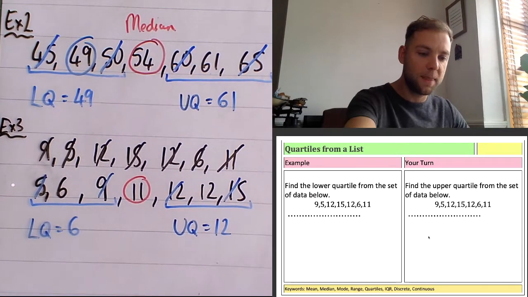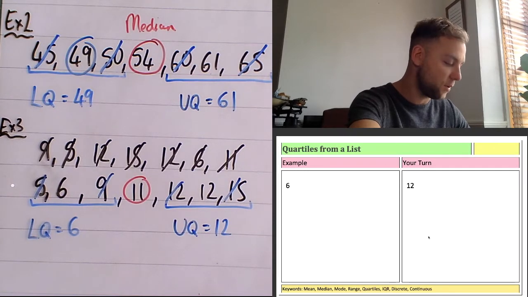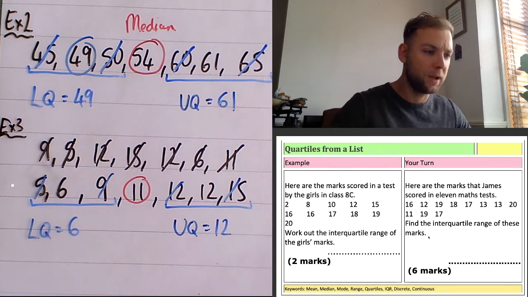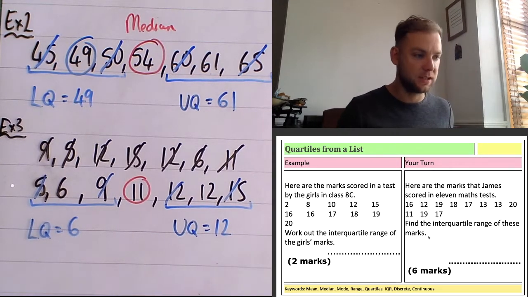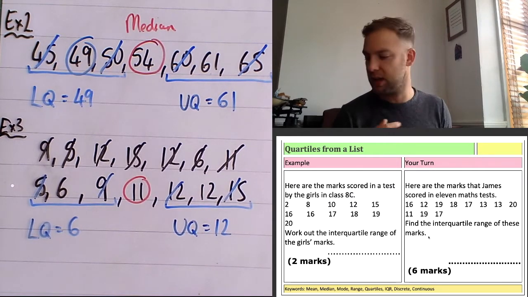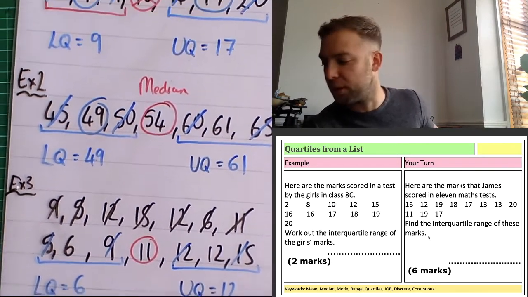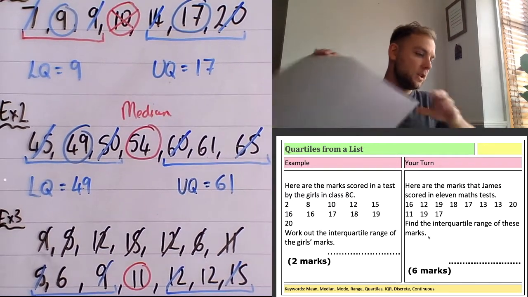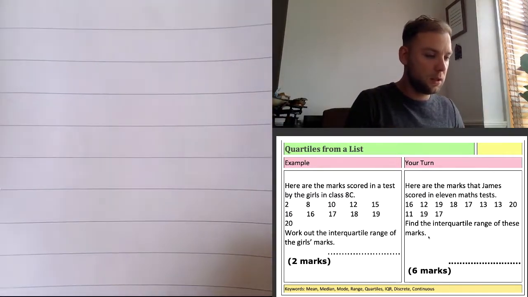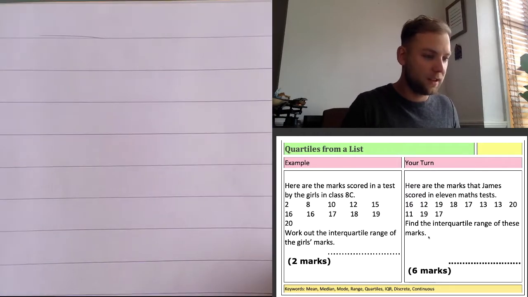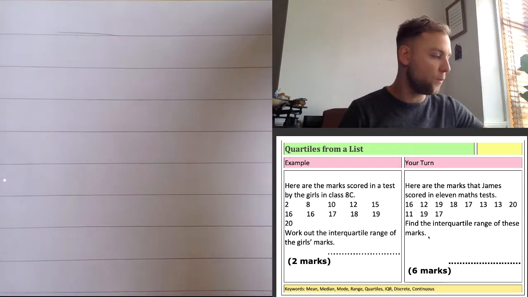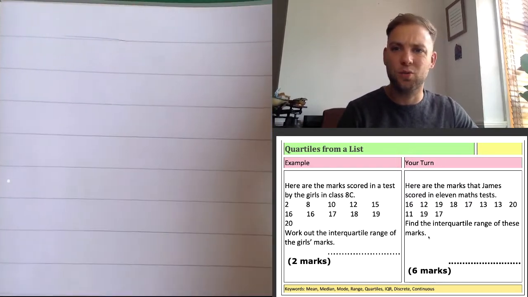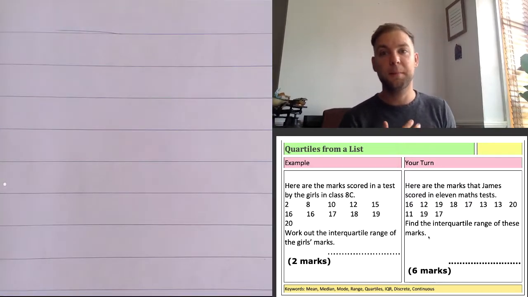So let's have a look at the next question here. So 6 and 12, super. Okay, so these are both past GCSE questions. Now one of these is trickier than the other, but we're going to go through both of them. So let's have a look at this first one. Now notice in this one here, the question doesn't ask for the upper and lower quartile, it asks for the interquartile range, okay? So you might be thinking to yourself, what is that?